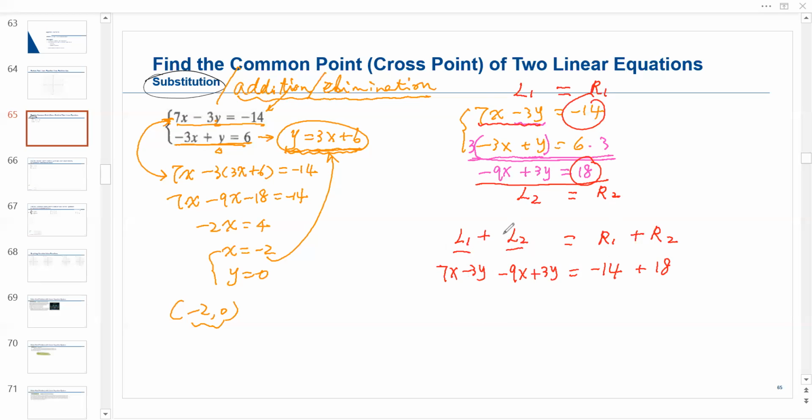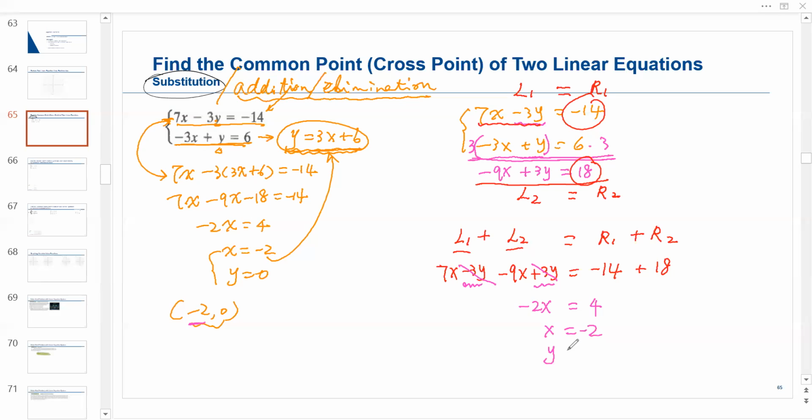You can see the left parts added together, and the right parts added together. So what is the objective here? The objective is to make this y disappear. Negative 3y plus 3y, they are gone. So you can see this expression has only one variable, right? It became negative 2x equal 4, so x equal negative 2. And this is called the addition method: left part addition, right part also addition. We make one of the variables eliminated, just gone.